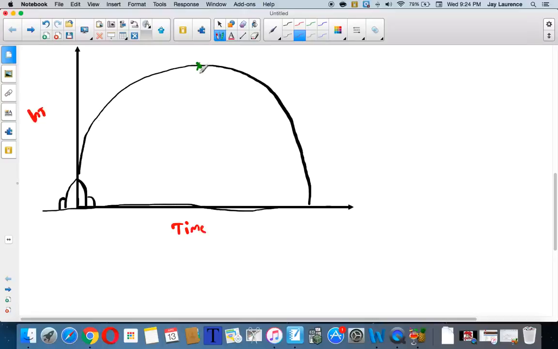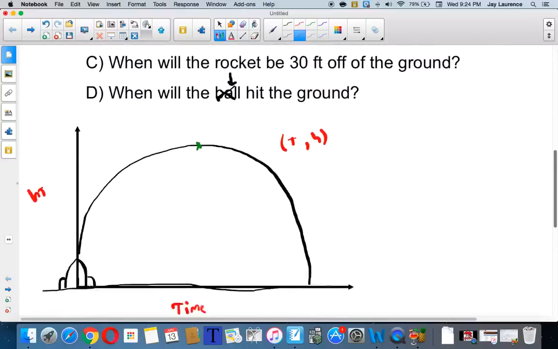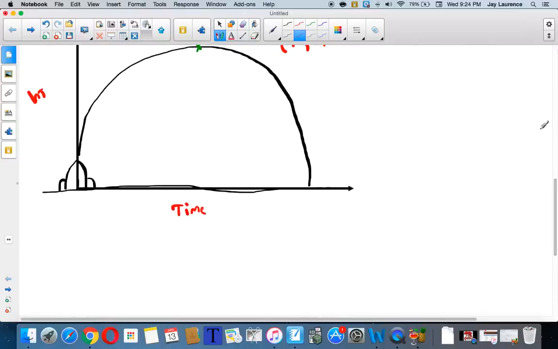Well, the vertex is going to be the highest point, so I'm going to be looking for the y-coordinate of the vertex. I'm going to have a t-coordinate and an h-coordinate. I'm looking for the h-coordinate of the vertex. But question B says, how long will it take to reach the maximum height? Well, that's going to be the t-coordinate. So you see, I'm going to find the vertex and use its parts to answer the first two questions.